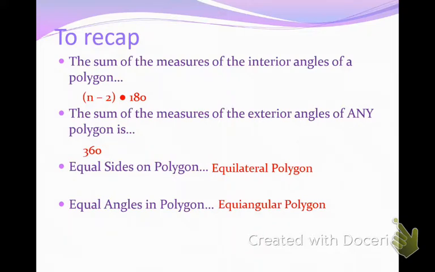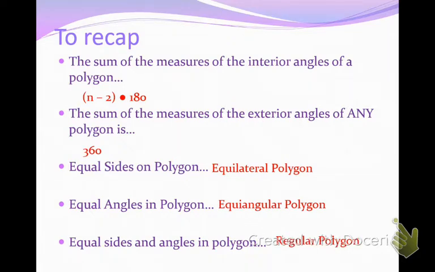Stop calling him Haley. What is it called when they have equal sides and equal angles? Never mind. Audrey? Regular. It is called regular.